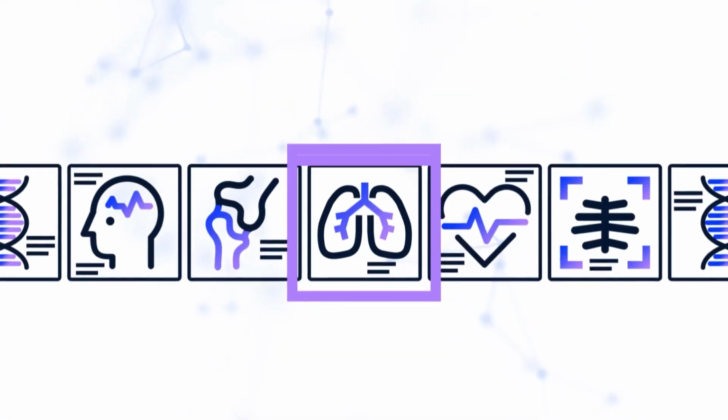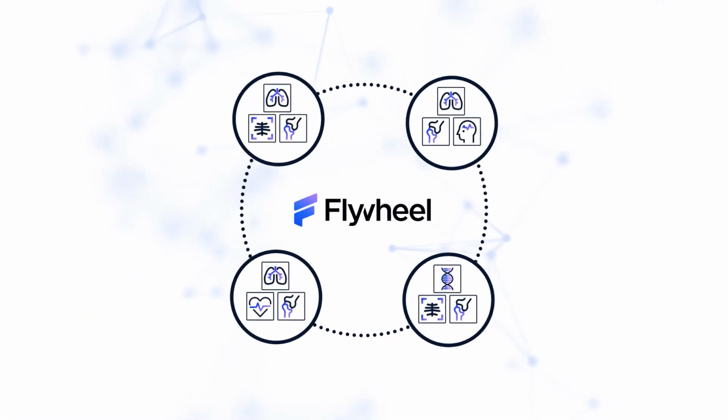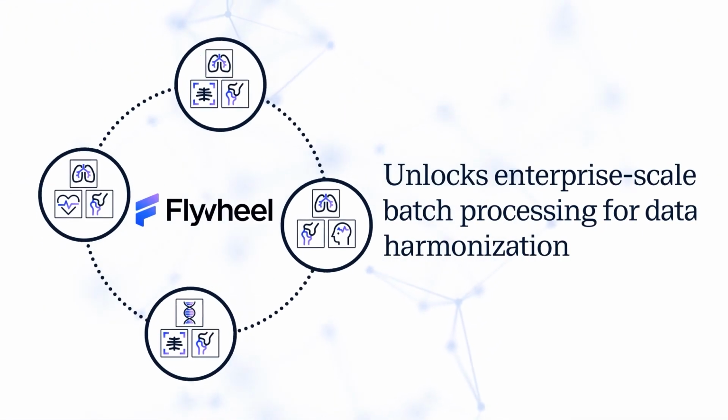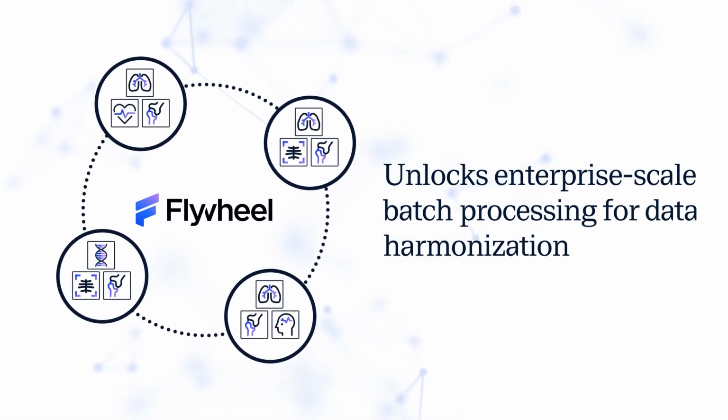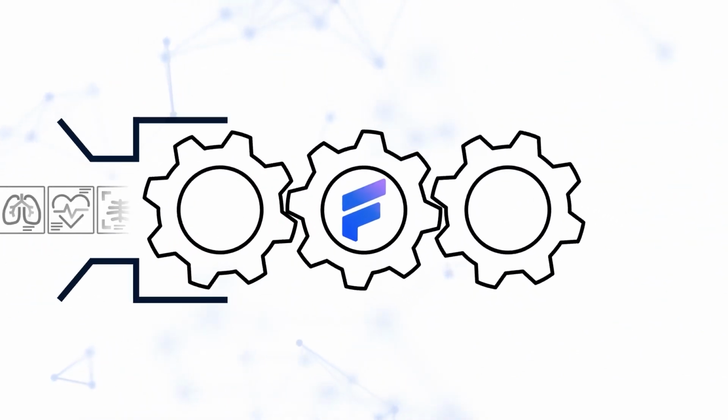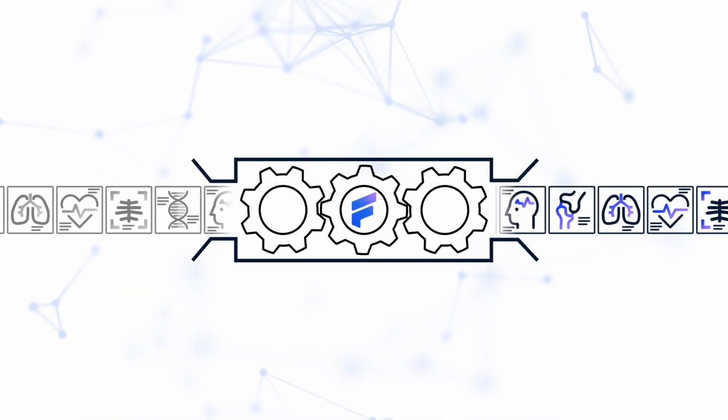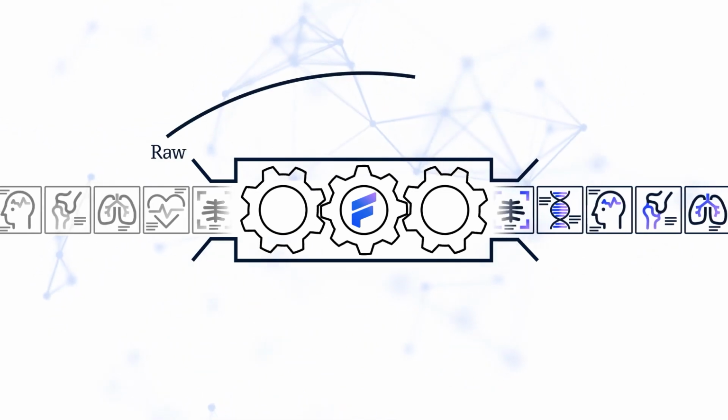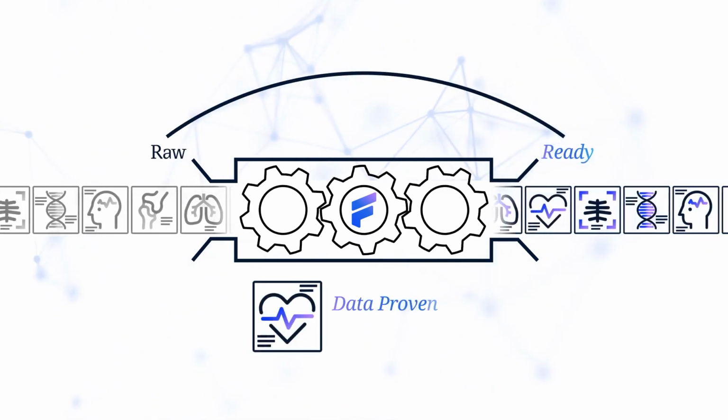Once your data is organized, you're ready to analyze. Flywheel's container-based infrastructure unlocks enterprise-scale batch processing for data harmonization. With our Gear Exchange, you can leverage out-of-the-box imaging pipelines aimed at expediting the path from raw to ready, all while ensuring data provenance and version control.